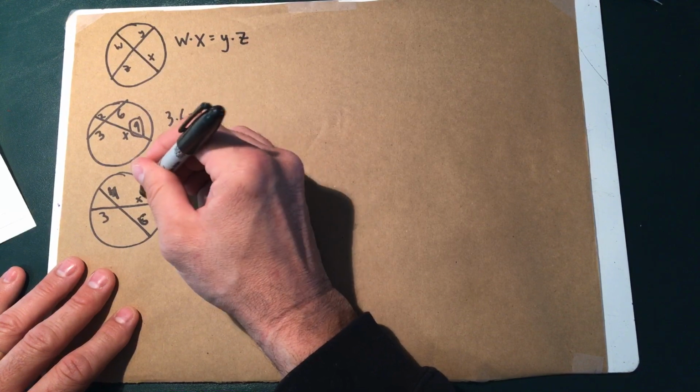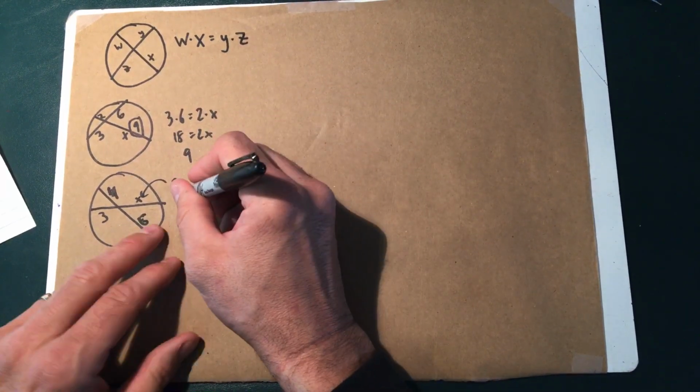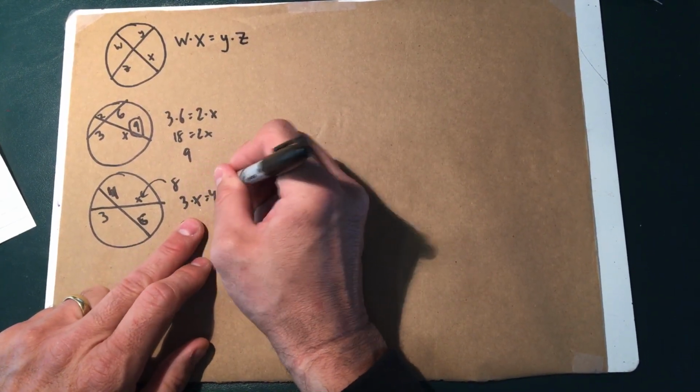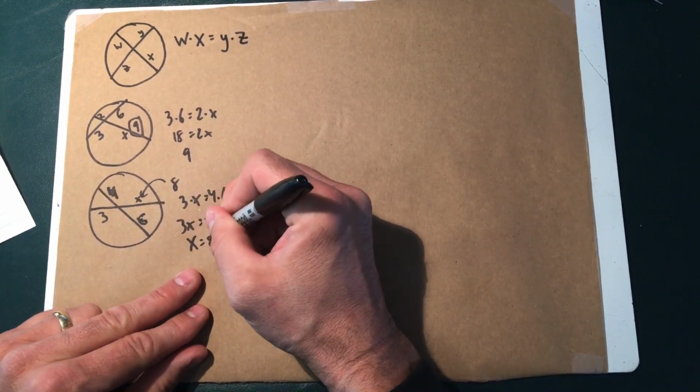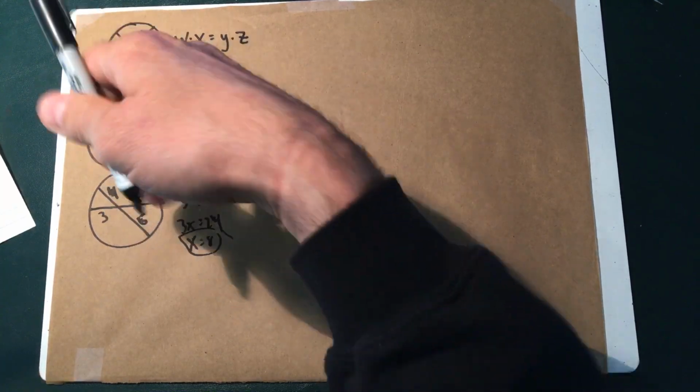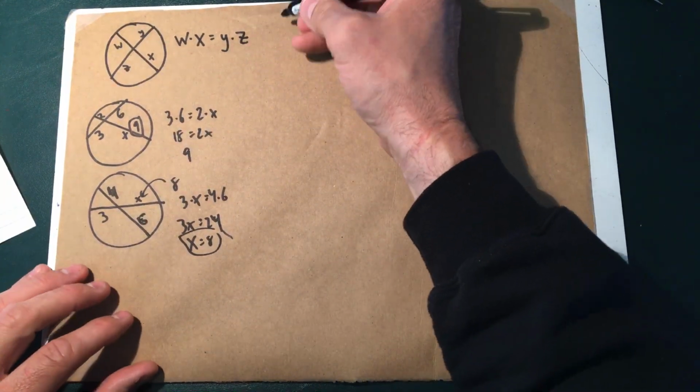3 times what is 24? 8. You don't have to write it down. 3 times X is 4 times 6. 3X is 24. Looks to me like X is 8. Now that is really cool. Chord. Very simple. Now it gets a little bit spicier now.